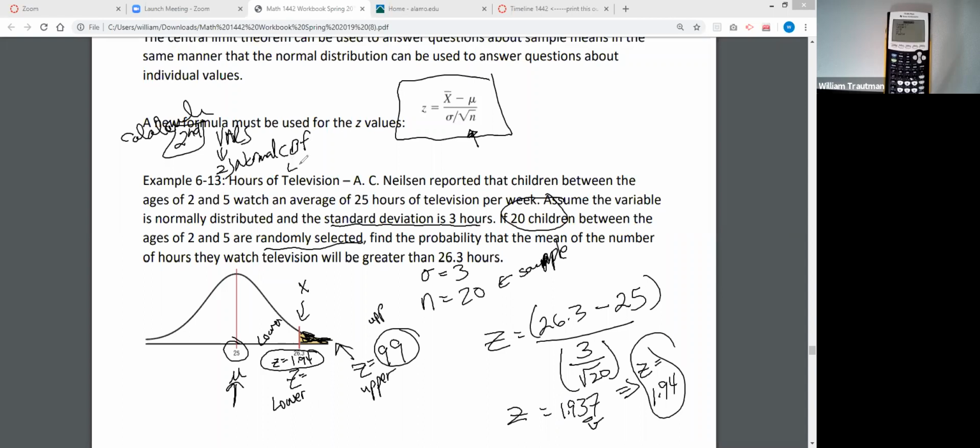And then we're going to do the lower, which is the left side, and the upper, which is the right side. The lower is 1.94. And the upper, we're putting infinity, which is 99 standard deviations. Hit enter.